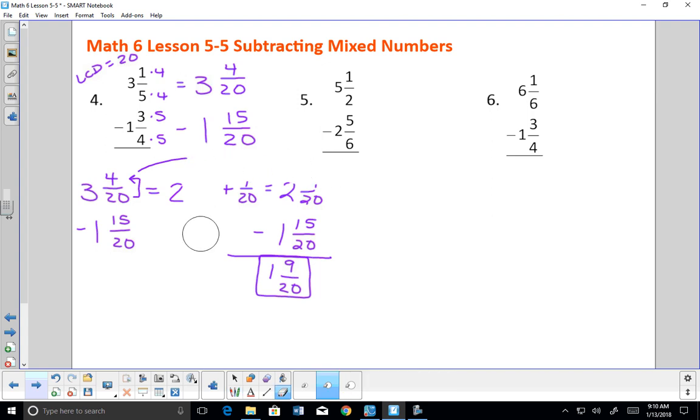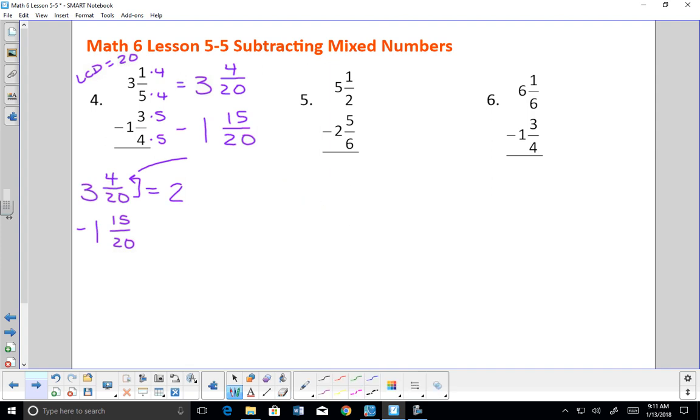So I have 5 1/2 minus 2 and 5/6. Least common denominator here is 6. So I need to rename 5 1/2. 2 times 3 is 6. 1 times 3 is 3. So this becomes 5 and 3/6. And I have minus 2 and 5/6.